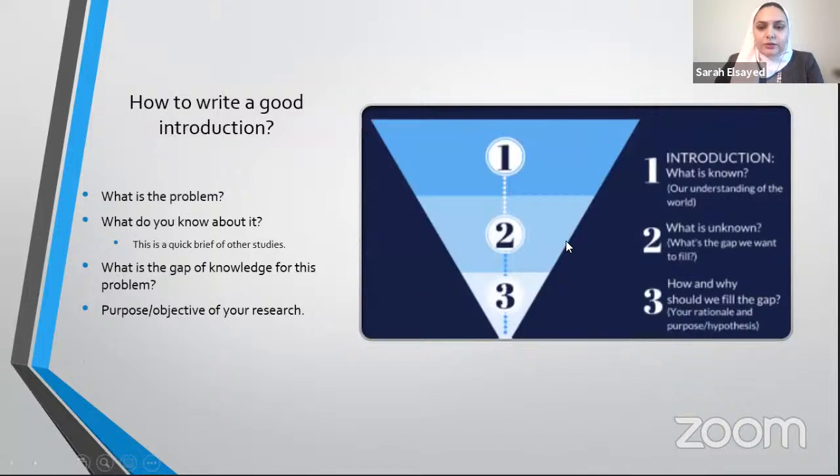So how to write a good introduction. The introduction includes what's known and what's unknown, and how and why we are doing this research. So what's known about the problem, and what do we know about it? It's usually a quick brief of the other studies, like I know this information from these resources. And what's the gap of knowledge that I aim to examine and search for.